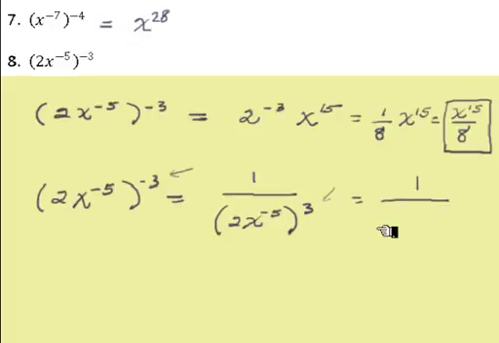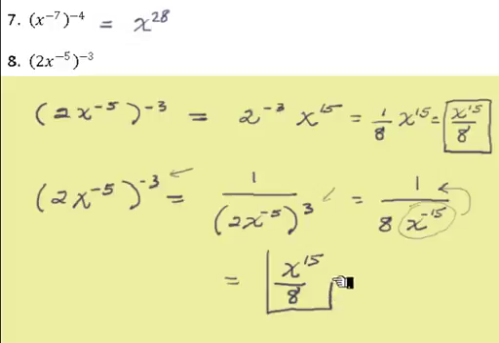So now we do 2 cubed is 8, and x to the -5 cubed, multiply, and we have x to the -15. And now we have one more step. We're going to take this x to the -15 and bring it up into the numerator as x to the +15. So of course we end up with the same answer. All right. And like I said, I'll be doing it this way, the second way.